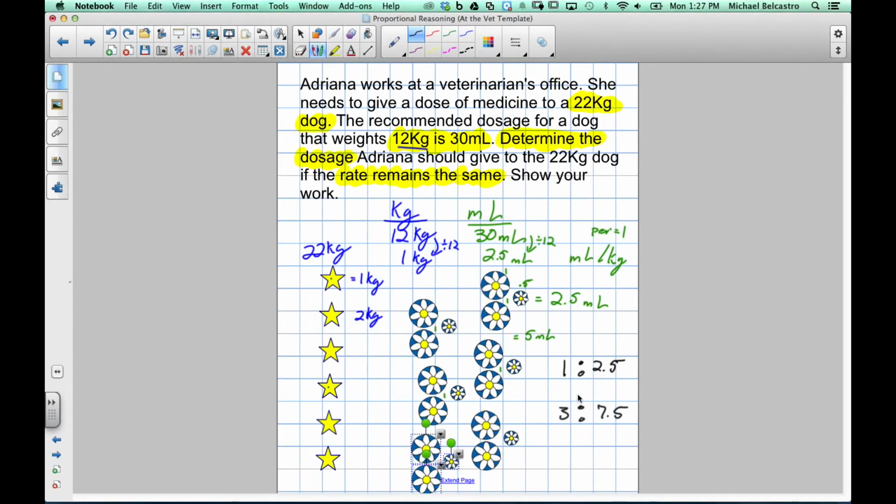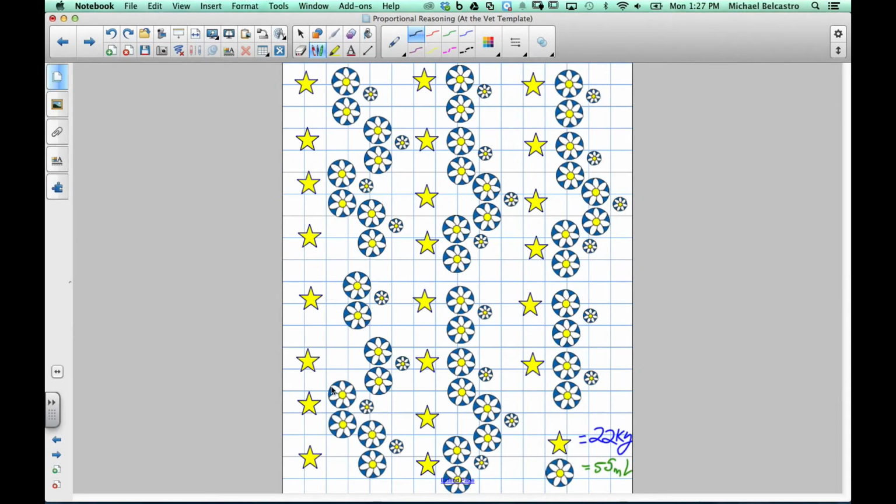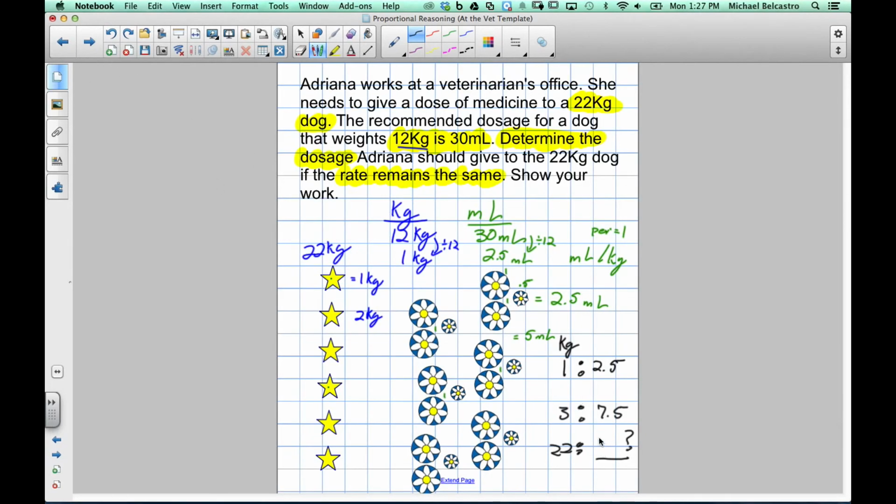As we can see, our goal here is to finally increase our kilograms to the number 22. And what will that give us in milliliters? Well, I completed it over here on the other side, and we've counted it out. You can always pause this to count. But there are 22 kilograms, or 22 stars in this relationship. And when there are 22 stars, when we add up all the flowers, including all of those half flowers, we get 55 milliliters. So it turns out, for a 22 kilogram dog, we need 55 milliliters of medication.